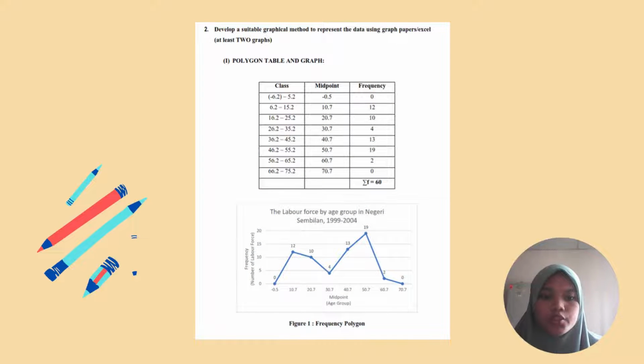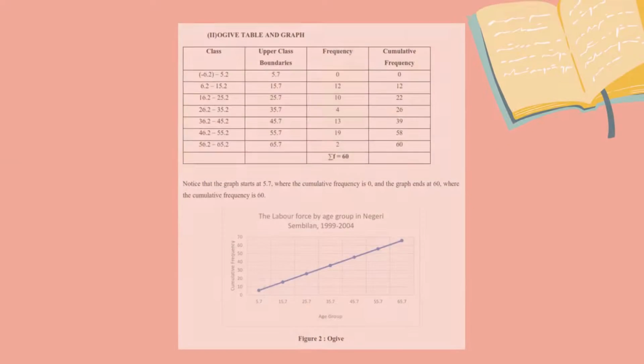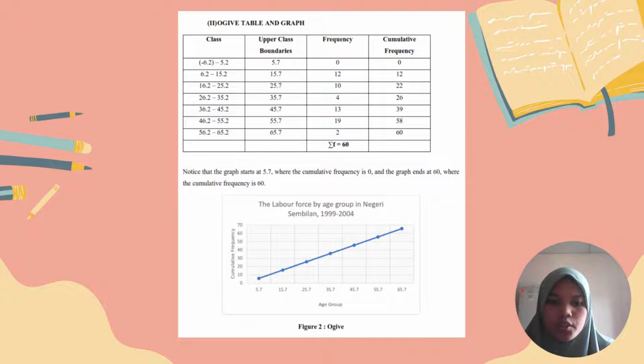To present the data using graphs, first we choose the polygon. The second, we choose the ogive.